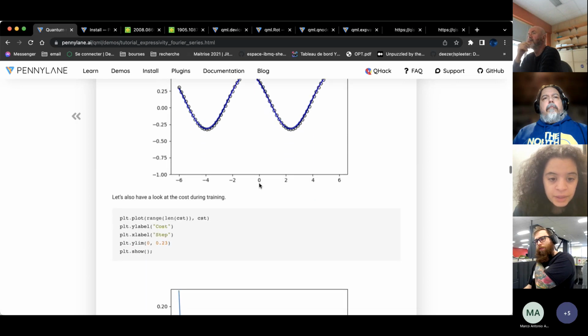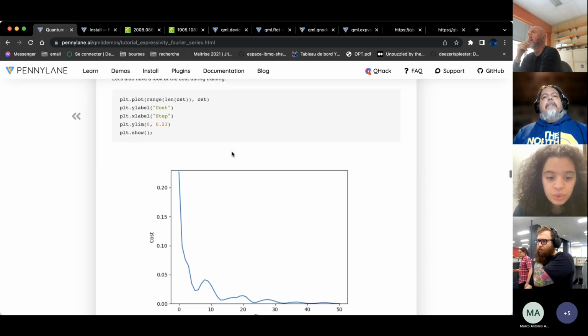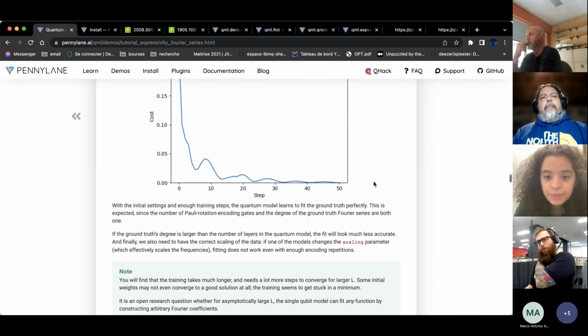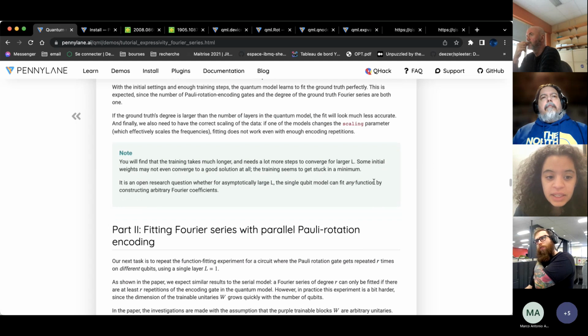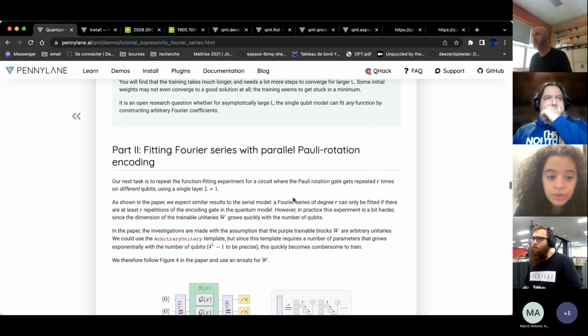All right, so if you have a look at the plot of the loss while training, you can see that it's actually converging to 0, which is great, and this is what we want. All right, so that's basically it. This part 2 here talks about fitting Fourier series with parallel polyrotations.